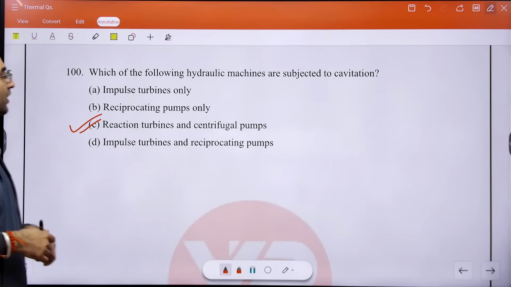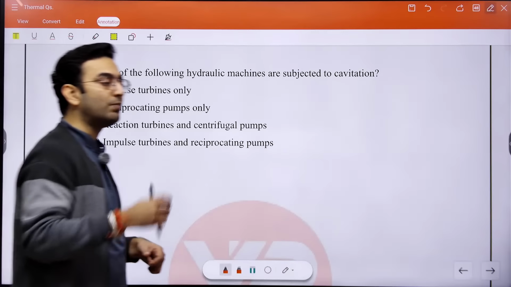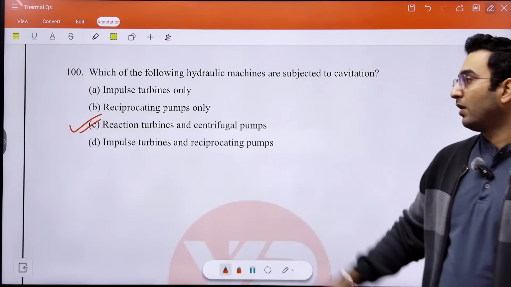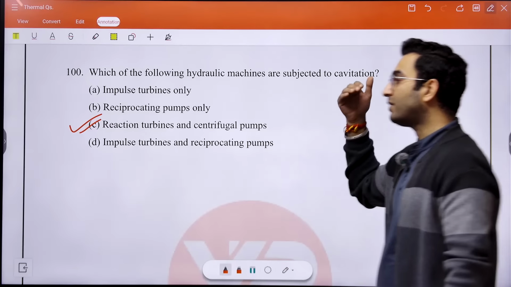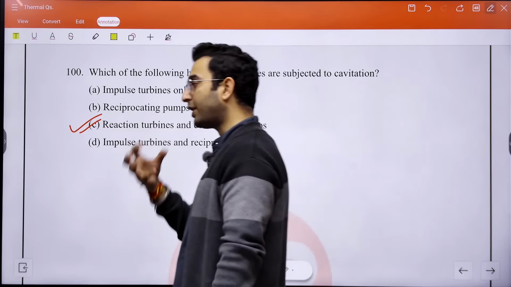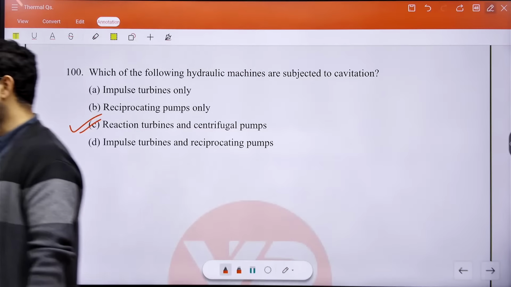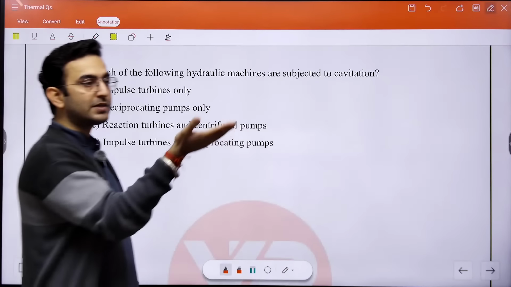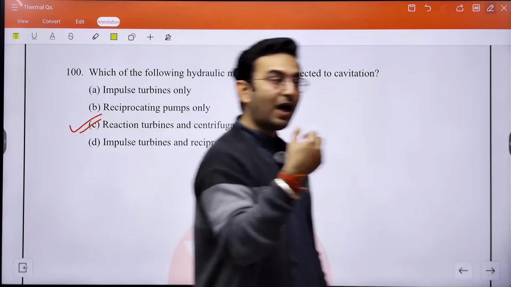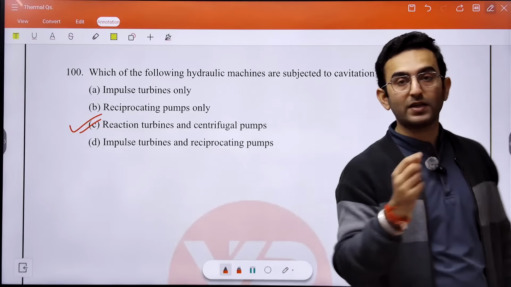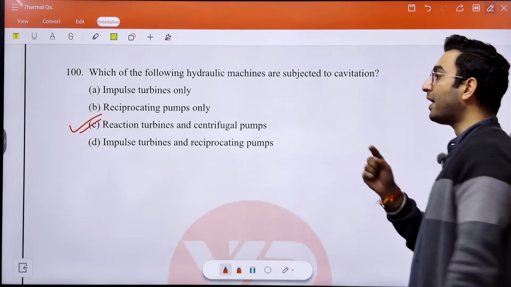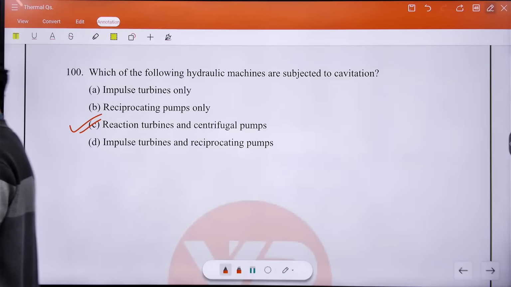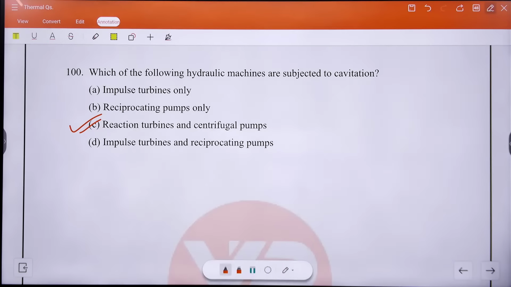Next part is, in the impulse turbine, why don't we have cavitation? Because the impulse turbine is always operated at a constant pressure here. There is no change in pressure here. But in the case of reaction turbine, as the fluid is flowing through the various components, the pressure is continuously decreasing, from the casing to the guide blade to the runner. In the case of centrifugal pump, as the fluid is flowing inside the impeller, the pressure is decreasing. After that, the pressure is increasing. So I can say at the inlet of the centrifugal pump and at the exit of the reaction turbine, there may be a chance of cavitation here. Okay, now.